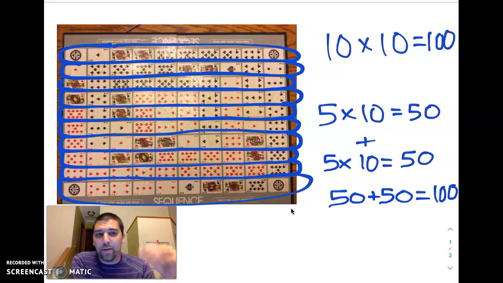I had to think about how to get there. So I knew 5 times 10 was 50. And then I know if I add another 5 times 10, that would be 10 groups total. So I said 5 times 10 plus another 5 times 10 was 50 plus 50. That got me to 100. So that's just another way that you can solve this array.